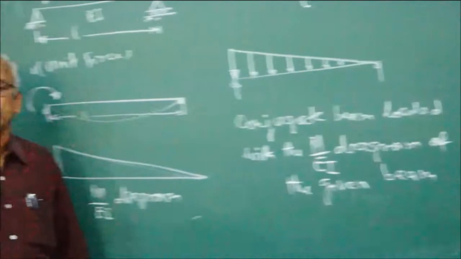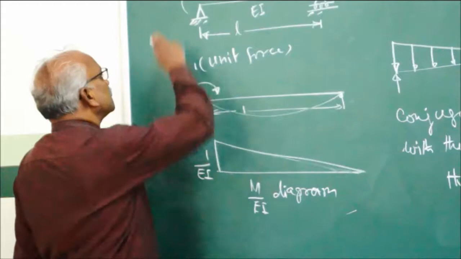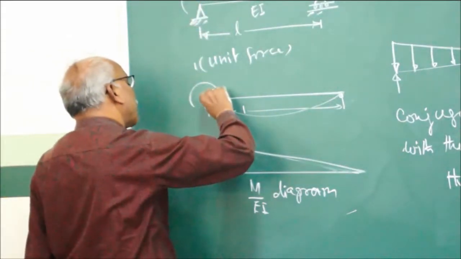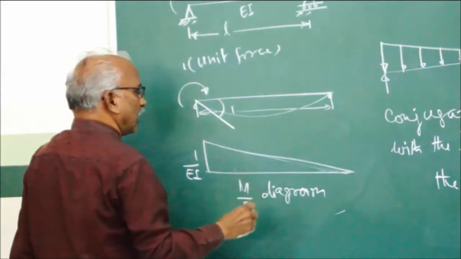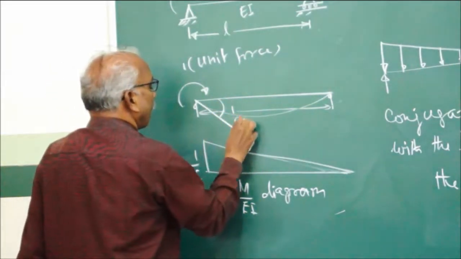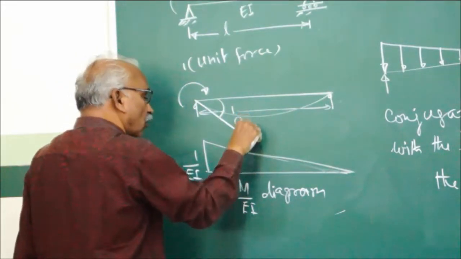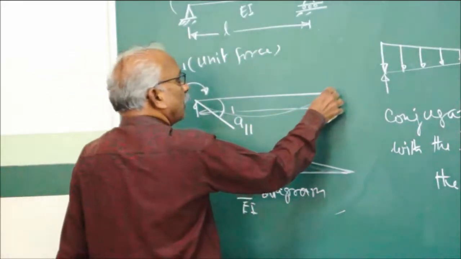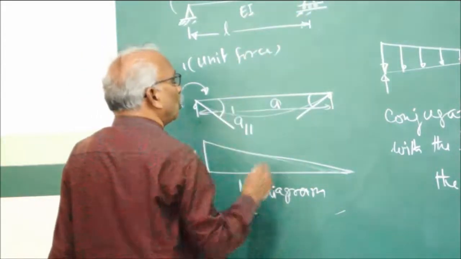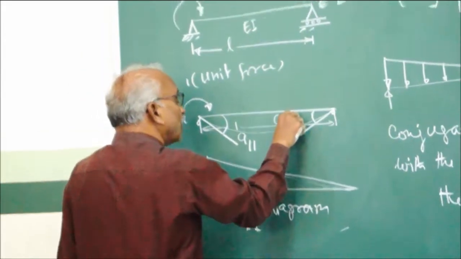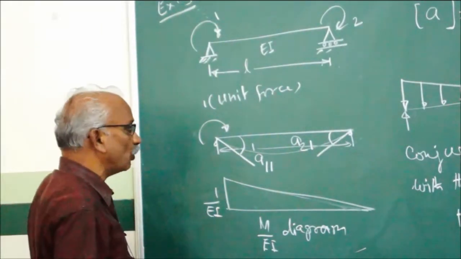Now you want the displacements along the coordinates. This is coordinate 1. So the displacement here is a rotation. This is A11, along coordinate 1 due to unit force along coordinate 1. Now this is A21, the displacement along coordinate 2 due to unit force along coordinate 1. Only unit force along 1 only, A11 and A21.